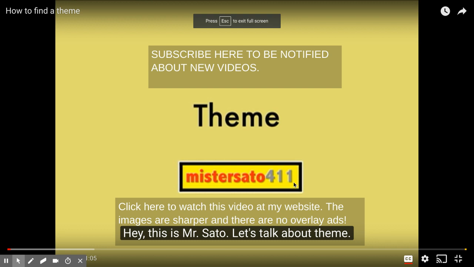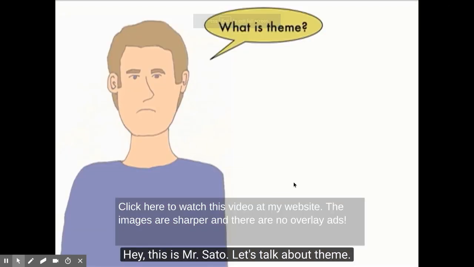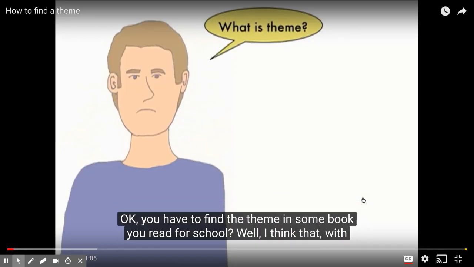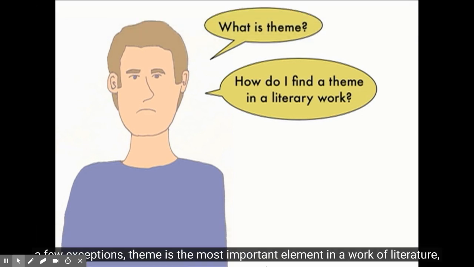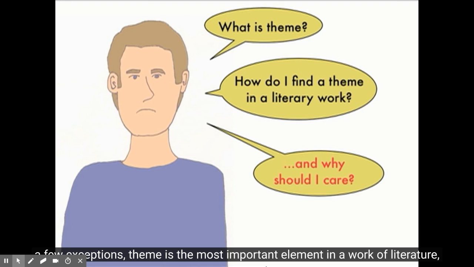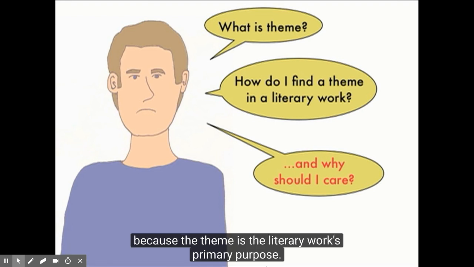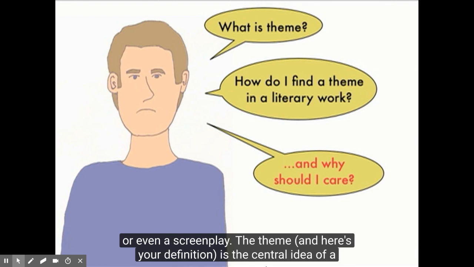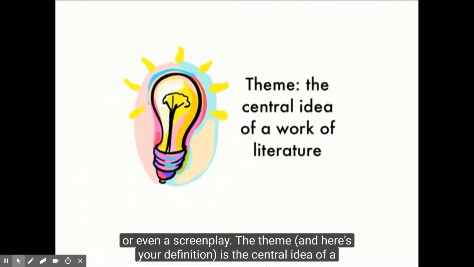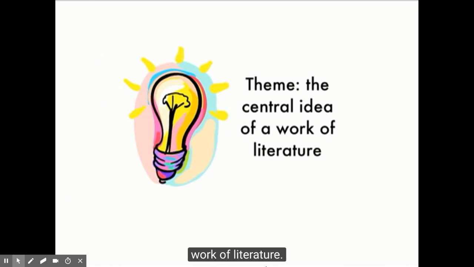Hey, this is Mr. Santo. Let's talk about theme. Okay, so you have to find the theme in some book you read for school. Well, I think that with a few exceptions, theme is the most important element in a work of literature because the theme is the literary work's primary purpose. And by literary work, I mean any written work of art, like a novel, play, short story, poem, or even a screenplay. The theme, and here's your definition, is the central idea of a work of literature.